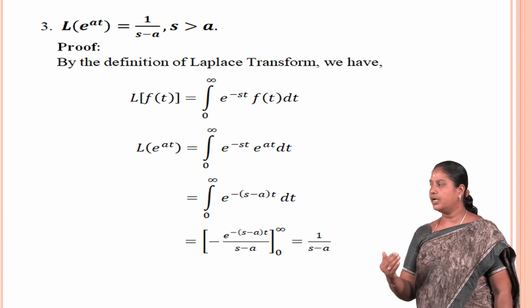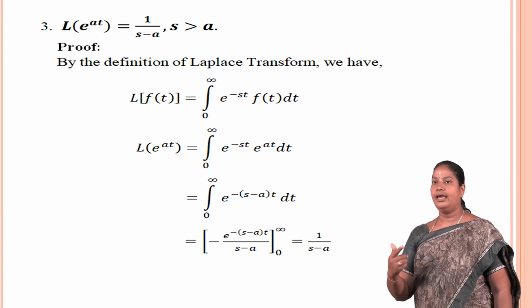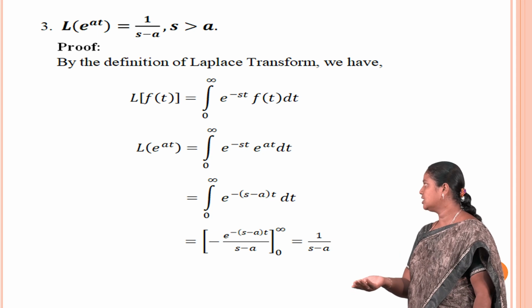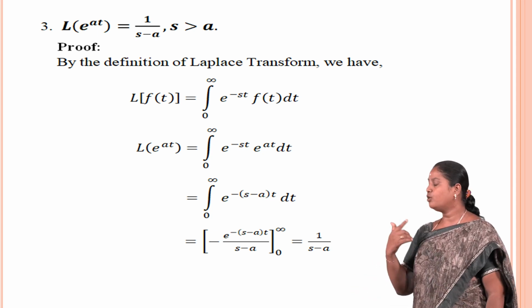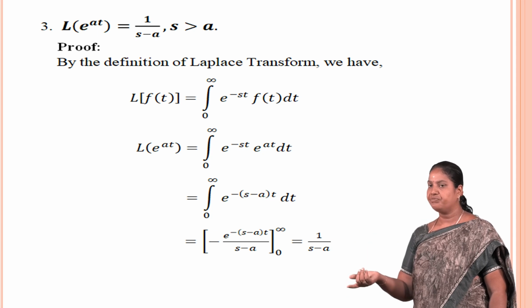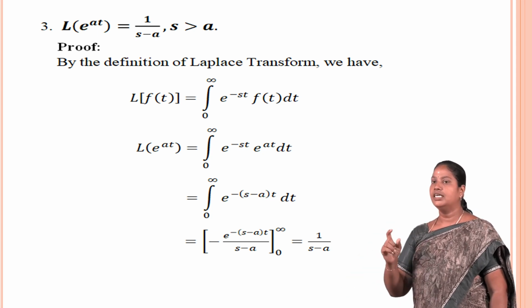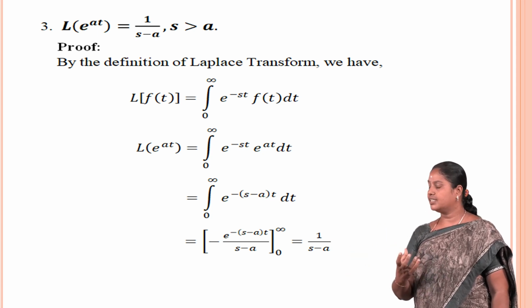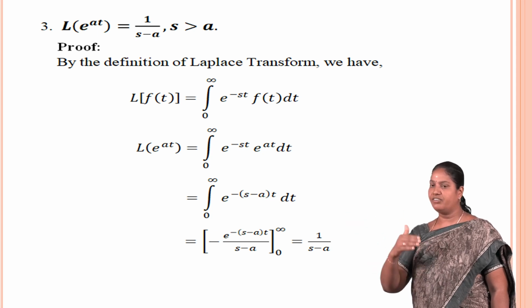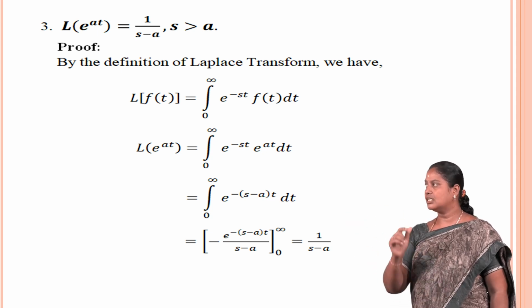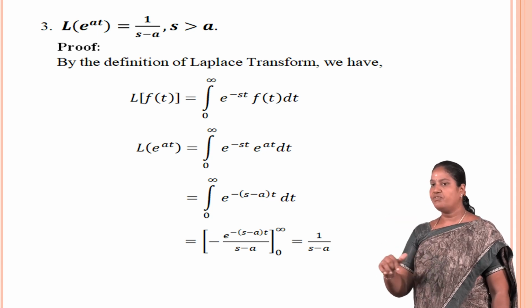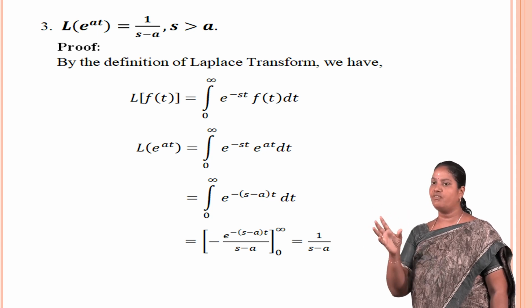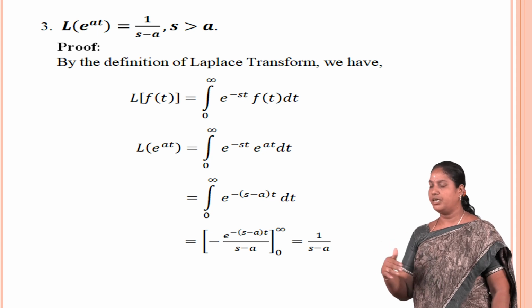So L of f of t is nothing but integral 0 to infinity e power minus st f of t dt. If we replace f of t by e power at, L of e power at is equal to integral 0 to infinity e power minus st e power at dt, which is equal to integral 0 to infinity e power minus of (s minus a) t dt. The integration is nothing but e power minus of (s minus a) t divided by minus of (s minus a), because s minus a is a constant. If you apply the limits as we said before, as t tends to infinity the exponential will become 0. So therefore this is nothing but 1 by s minus a.